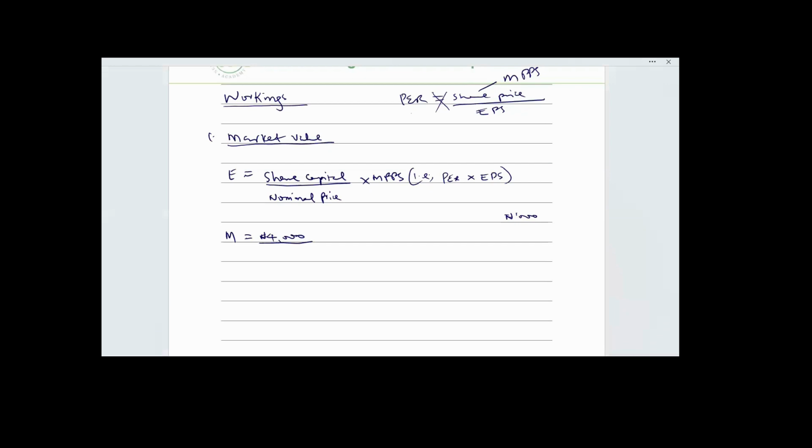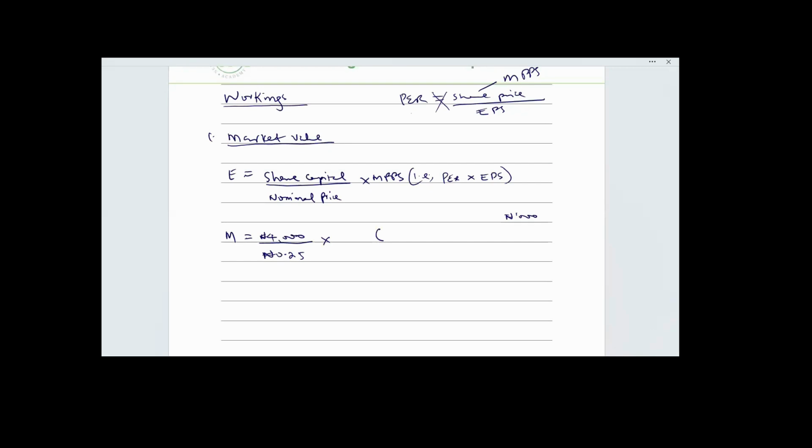Go back to the question. What's the nominal price of Mississippi? We are told that the par value of the ordinary share is 25 kobo for Mississippi and Zambezi. 25 kobo is the nominal price, here is 0.25, multiplied by, I don't have the market price per share, so I need to work it out. To get the market price per share, I need to multiply the price earnings ratio with EPS of Mississippi.